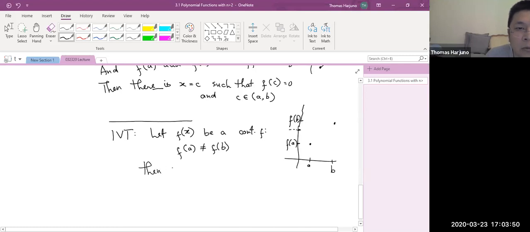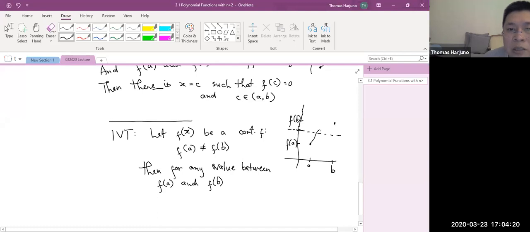then for any value between f(a) and f(b), so let's say I randomly pick this guy here. Now, according to the theorem, because it's continuous, right? Then there must be a c hitting that y. So in this case, I draw it to show you that that c doesn't have to be unique. It may be this guy here that gives you this y, this guy here that gives you the same y, and this guy here that gives you the same y.